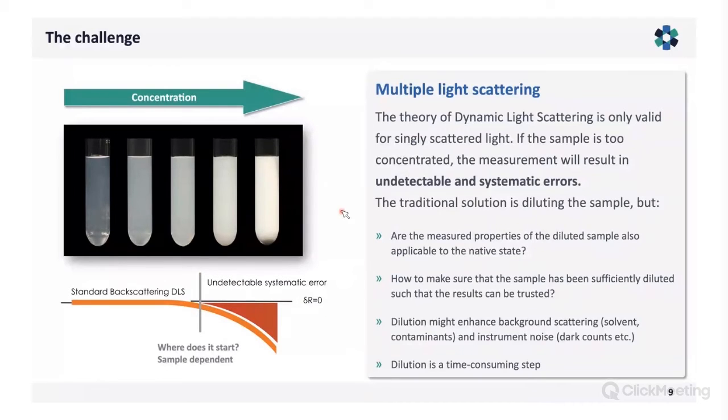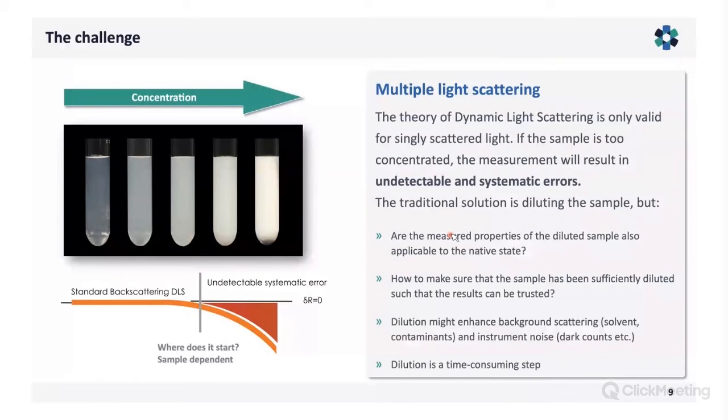So this is complicated and leads to systematic errors, and there are probably hundreds or thousands of papers in the literature where this has been ignored and false particle sizes, for example, have been reported. So you don't know where you are with your system unless it's super dilute or super transparent. So you have to dilute your sample. You don't know exactly when you have diluted enough.